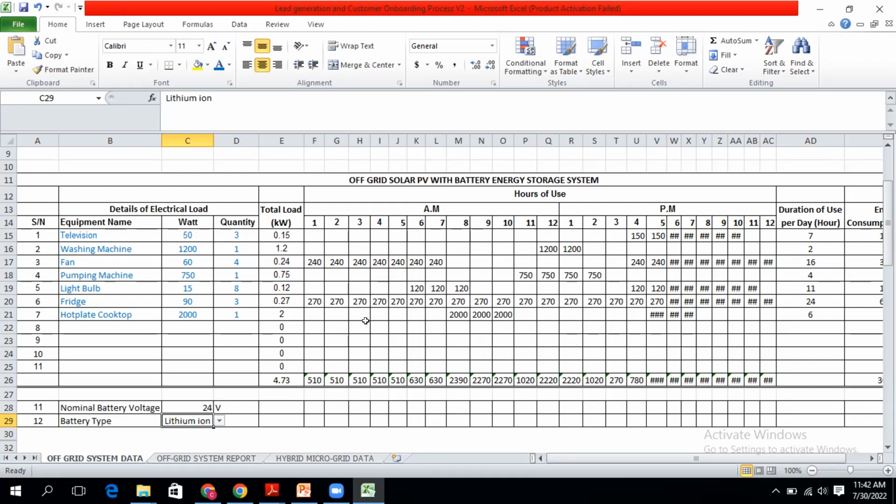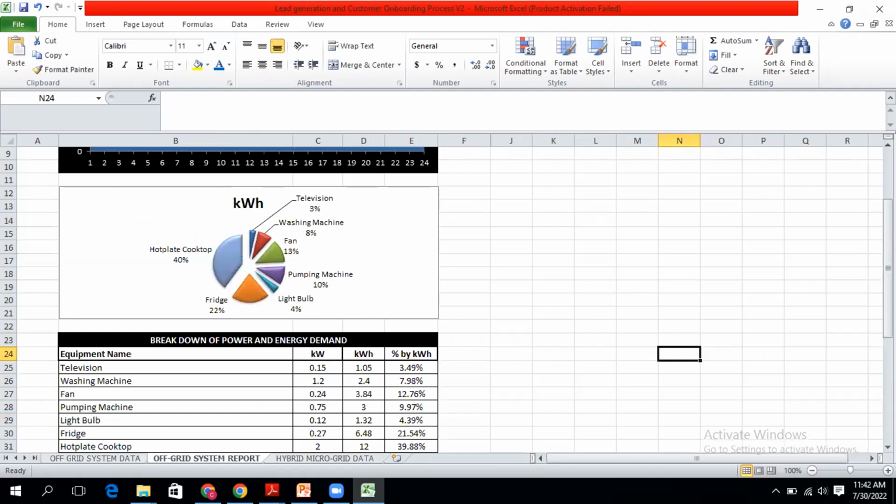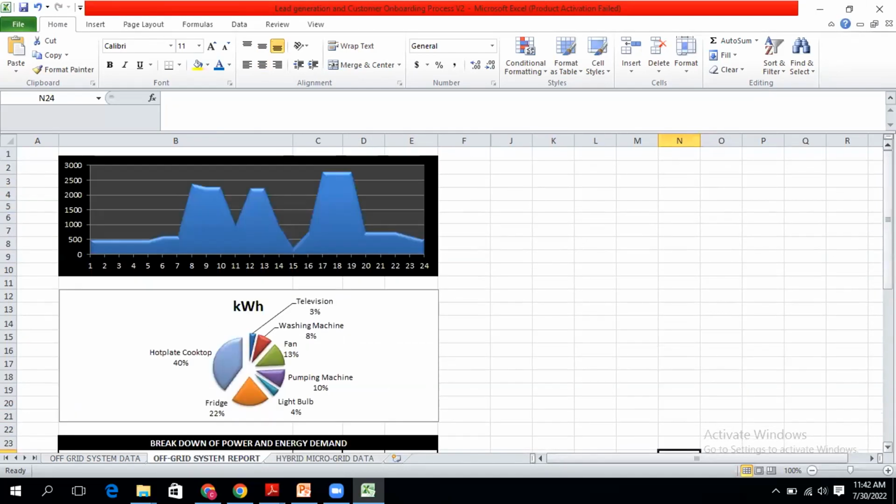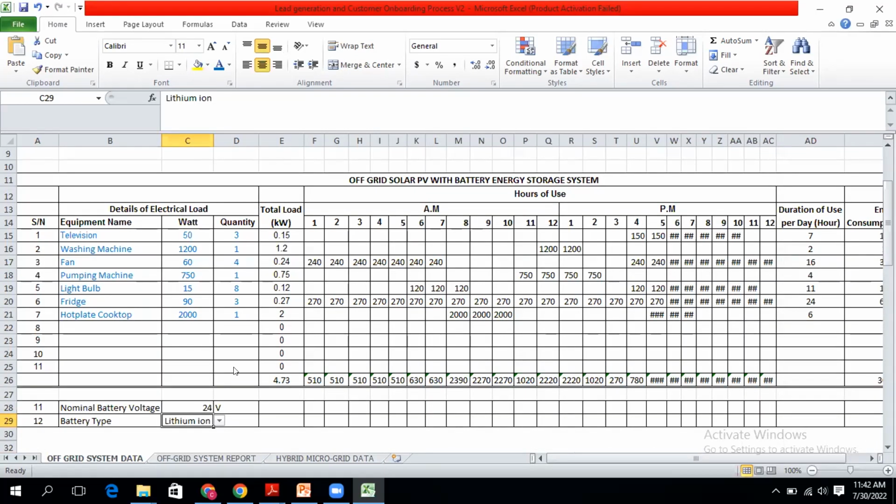If we have done all of this that I just explained, we can now come to the next sheet. This is the next sheet where the report will be generated. In this sheet, you're not entering anything. The only place you need to enter something is the first sheet. Once you've done all of this that I told you, you come to this sheet and you see a report.